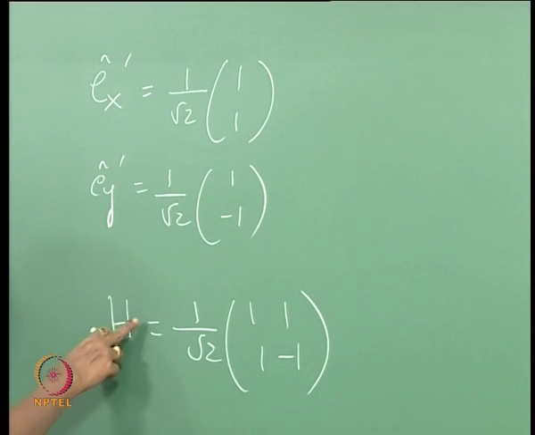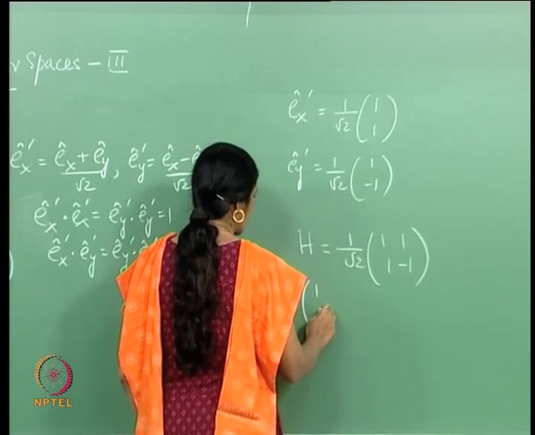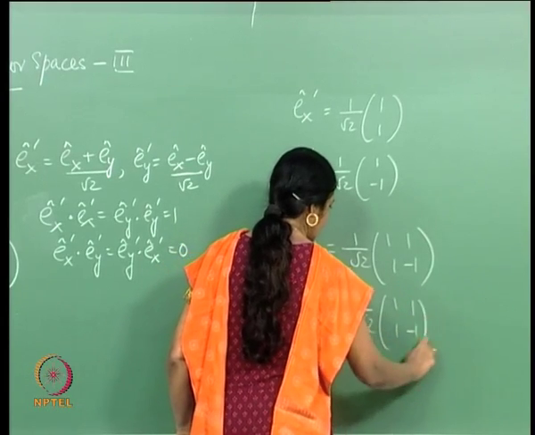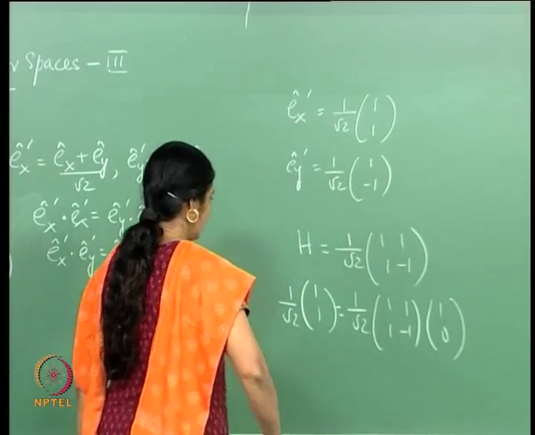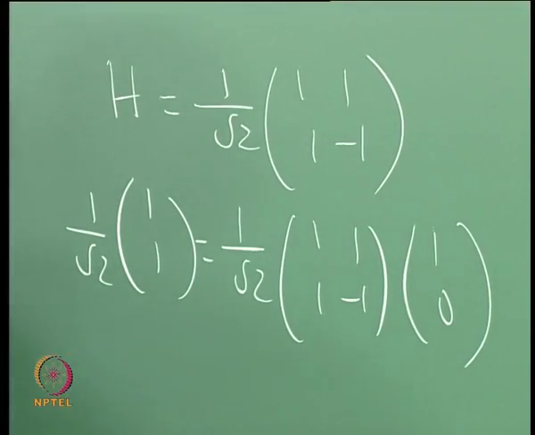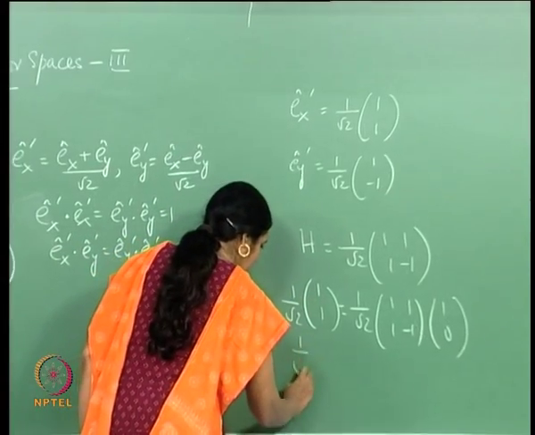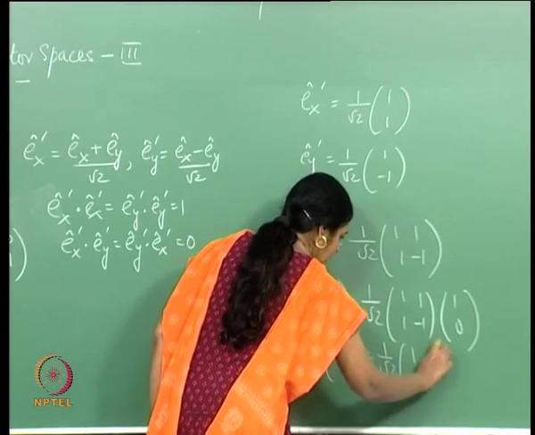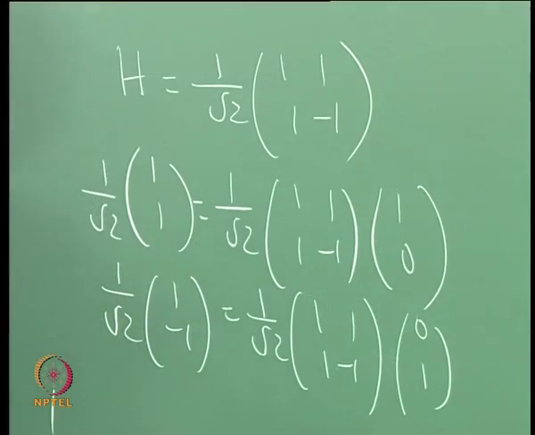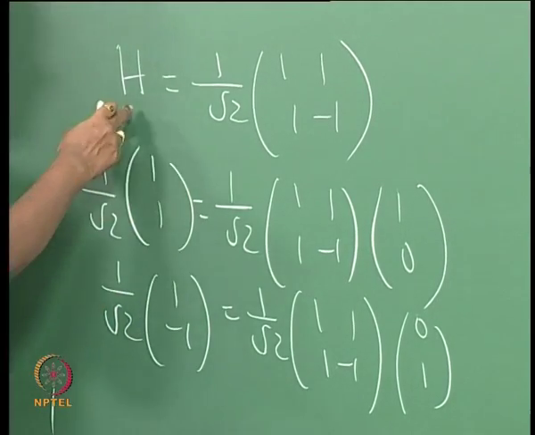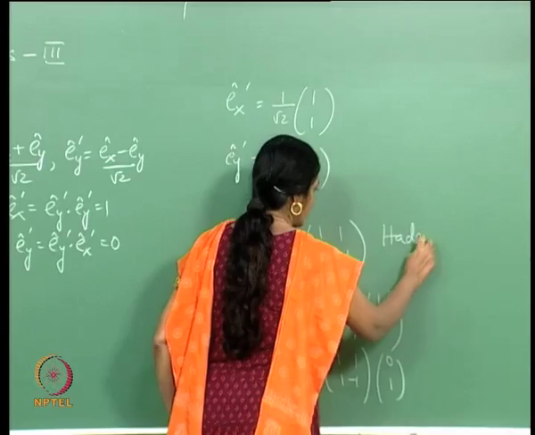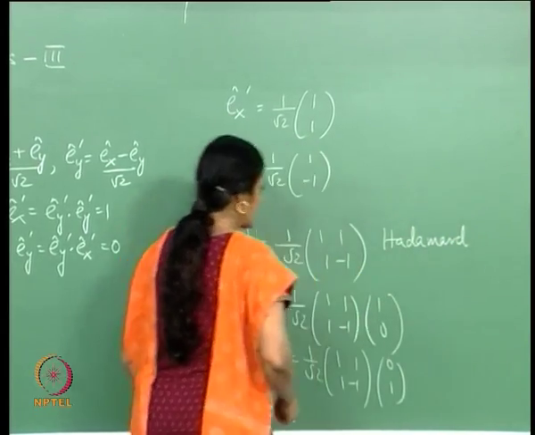I have spoken about this object even in one of my earlier lectures, and you can easily check that Ex prime, for instance, can be written in this manner. Similarly, Ey prime. Now this matrix is very important in logic gate operations, as I have mentioned earlier. It is the Hadamard gate.